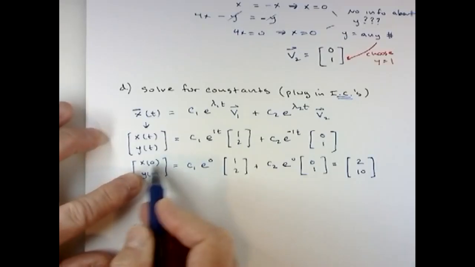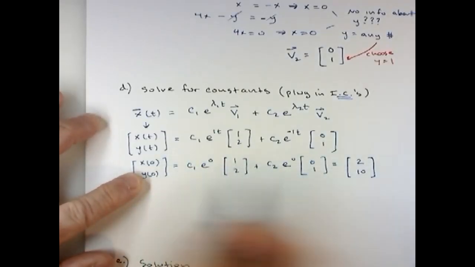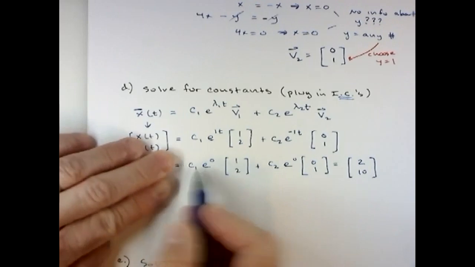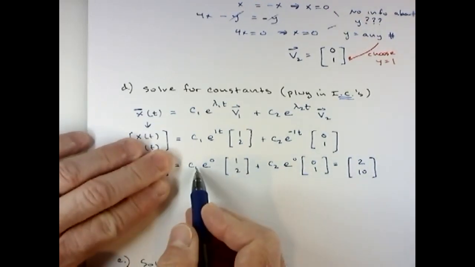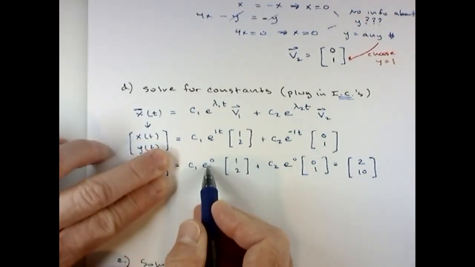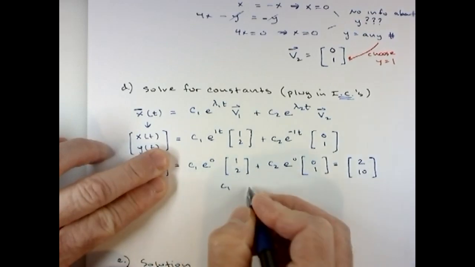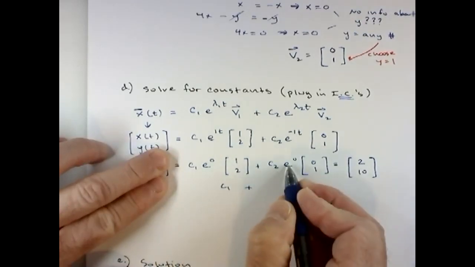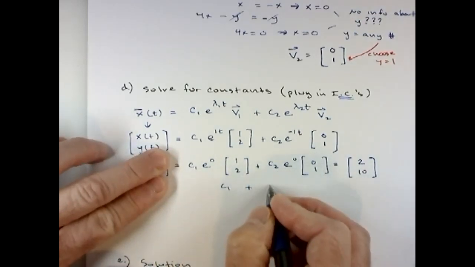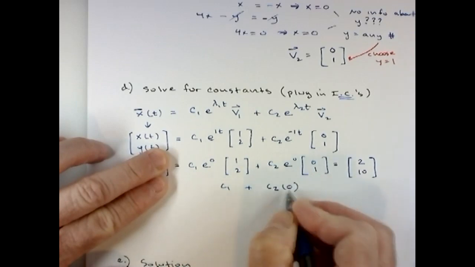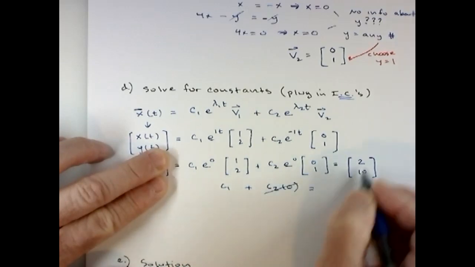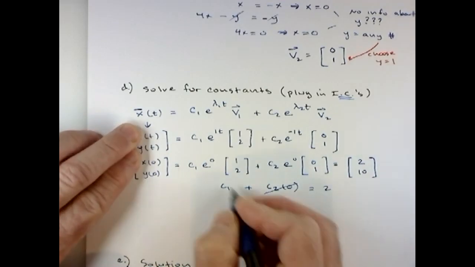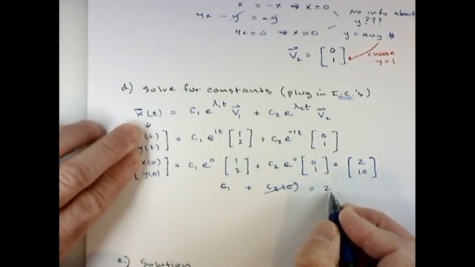And what we can now do is fish out the equations here, right? It's really going to come from here. So C1 e to the 0 is just C1 times 1. That's C1 plus C2 times 0. So that term gets wiped out, would have to equal the top number. So we already got C1. C1 is going to equal 2.